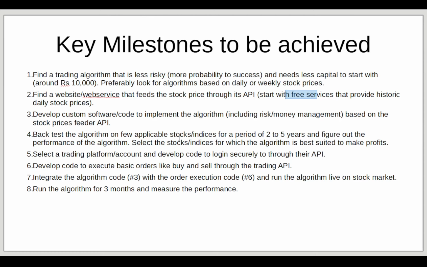And then once I get the performance of the algorithm on the previous historical data, I will select a few stocks or indices for which this algorithm is working best. It may not work for every stock or every index. There might be some stocks for which this algorithm is fitting more. So I would figure out what stocks or indices those are, and ultimately I will run this algorithm live on only those stocks and indices.